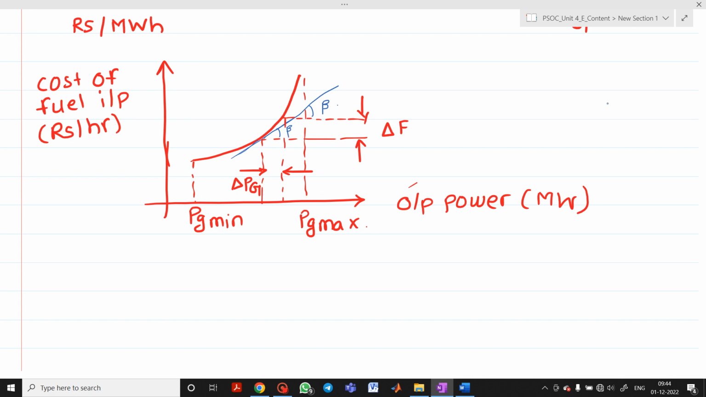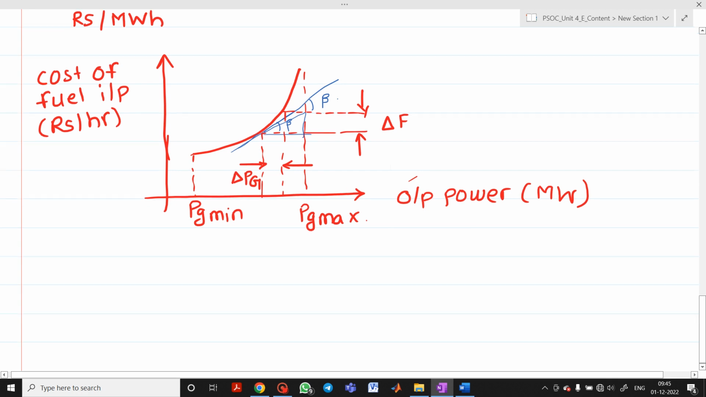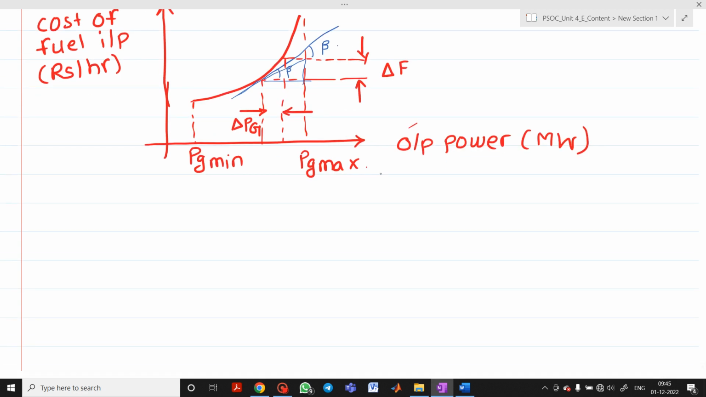Now if I take this as a triangle, suppose. So how can I write? Now how will IFC be obtained? So I can write it as IC of i. What is this IC? It is called the slope of the fuel cost curve. It is the slope of the fuel cost curve.